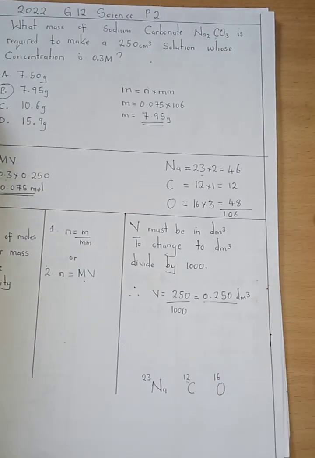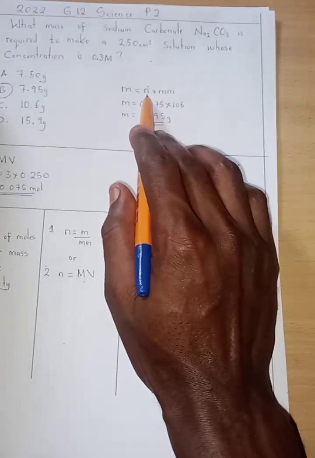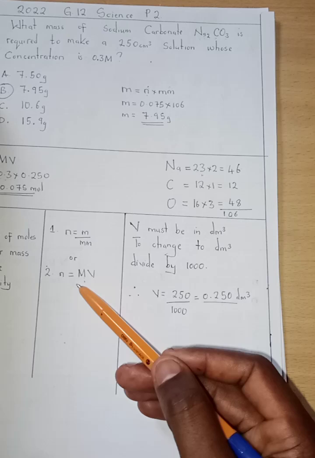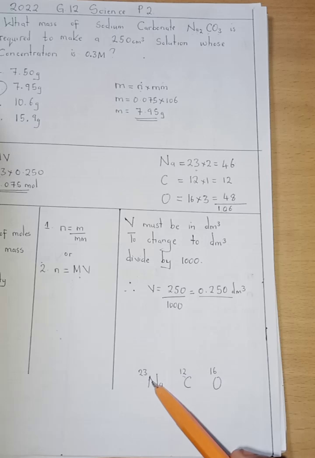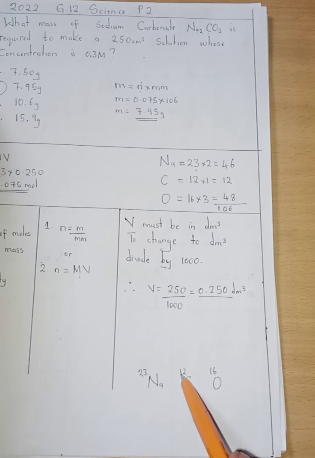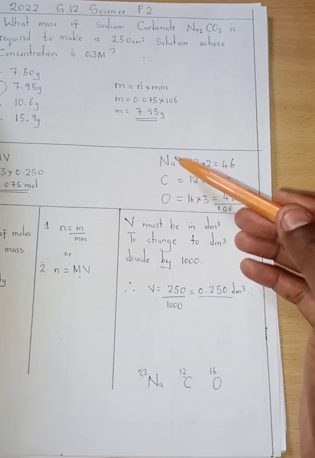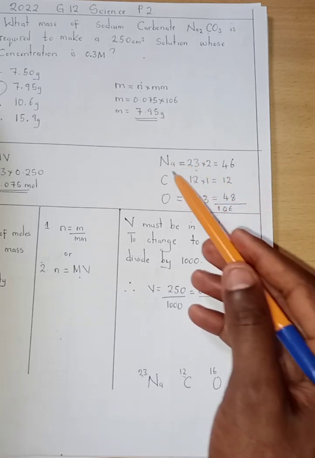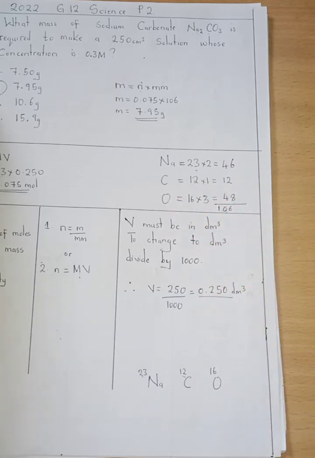To summarize, you have to know the number of moles and the molar mass. To find the number of moles, we use this formula. To find the molar mass, just look for the numbers on top of the atoms that are in the compound, then add the mass numbers. You can find them on the periodic table. However, pay attention to the number of atoms present. Like sodium, we had 2, carbon, we had 1, oxygen, we had 3, then we added them.